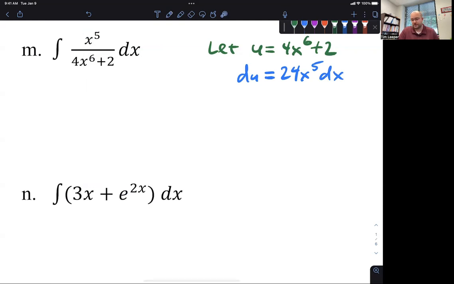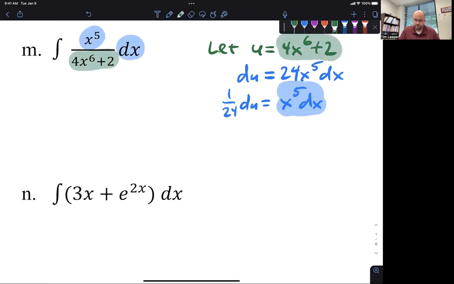Notice that we have an x to the 5th, but not a 24x to the 5th. So I need to get rid of the 24 by multiplying both sides by 1 over 24. Good. So the x to the 5th dx is 1 over 24 du. And the 4x to the 6th plus 2 is u. So this will become the integral of x to the 5th dx is 1 over 24 with a du out here. And 1 over 4x to the 6th plus 2 becomes 1 over u.